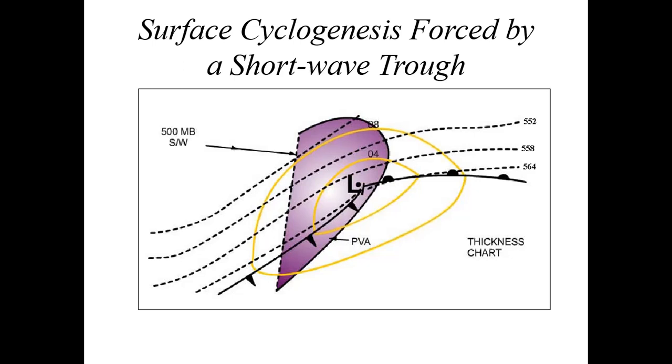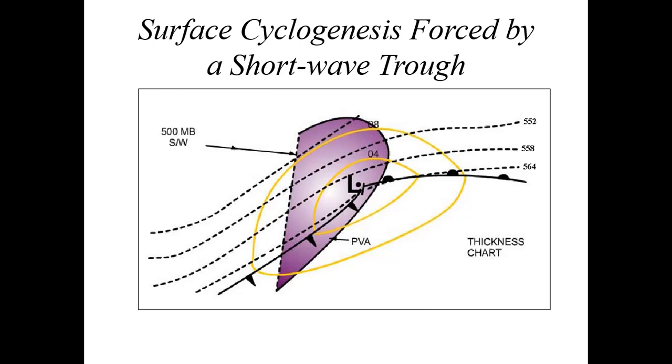Then we have these dashed lines, which represent the thickness values in the atmosphere, ranging from 552 to 564 decameters thickness. And then the purple shading indicates the positive vorticity advection, PVA, as it starts to interact, override, coming in at 18,000 feet aloft over the top of this weak area of low pressure. And so all the ingredients are there.